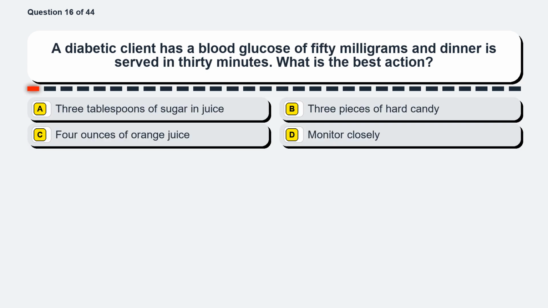Question 16. A diabetic client has a blood glucose of 50 mg and dinner is served in 30 minutes. What is the best action? Option A. 3 tablespoons of sugar in juice. Option B. 3 pieces of hard candy. Option C. 4 ounces of orange juice. Option D. Monitor closely.